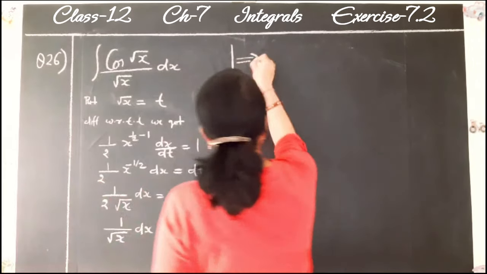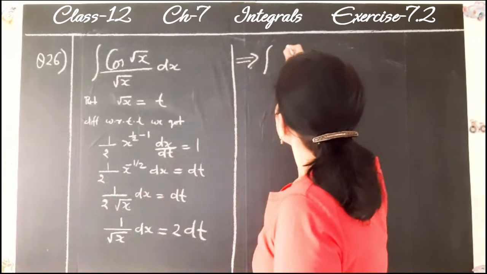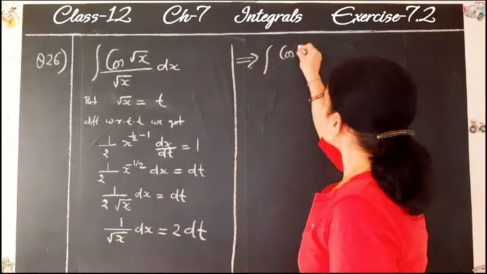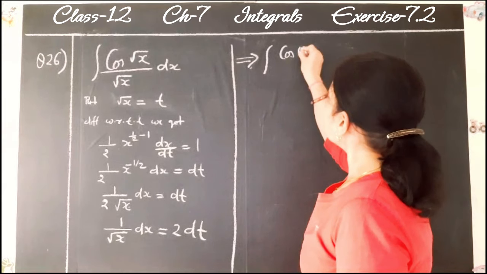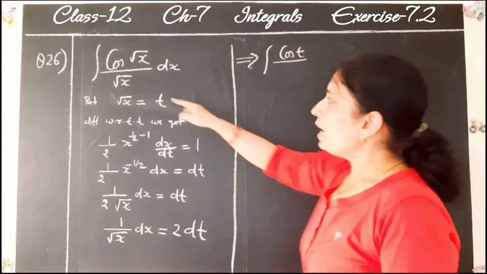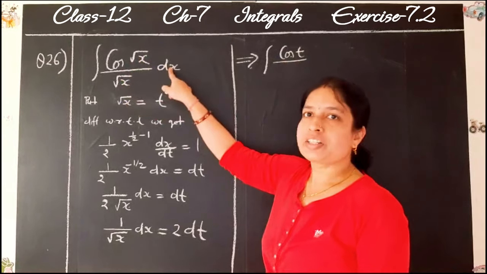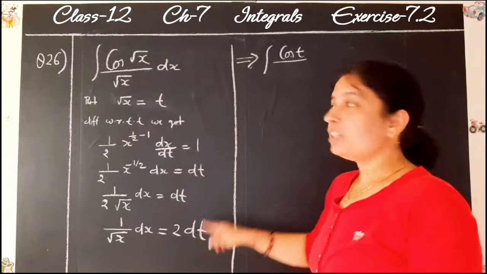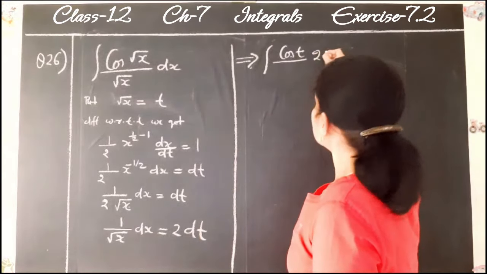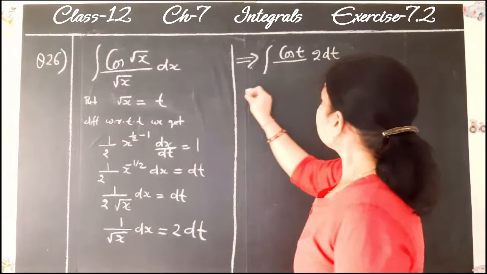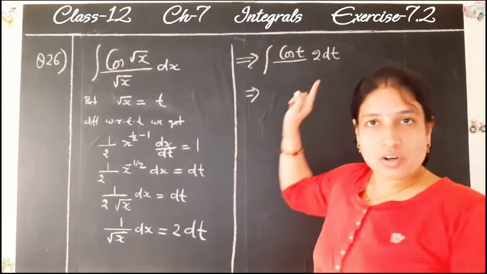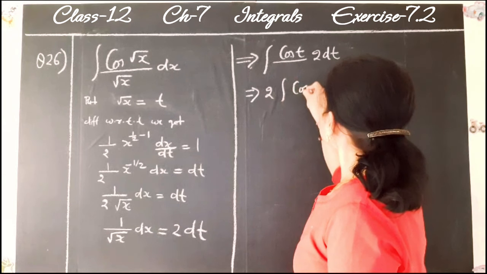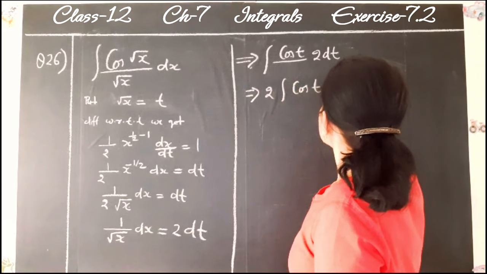Now we can write our integral as integral cos root x, where root x is equal to t, so put t here. And here it is 1 by root x dx. So in place of 1 by root x dx, what will we put? 2 dt. Now 2 is a constant, so take it out. Integral cos t dt.